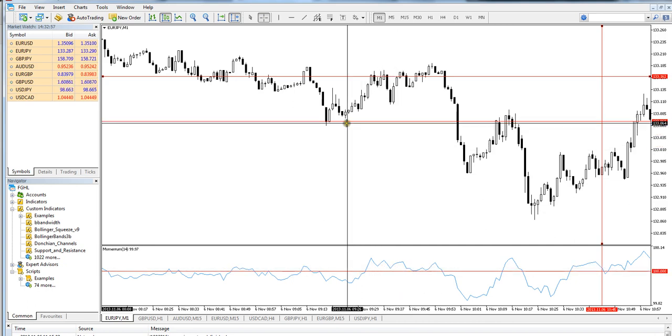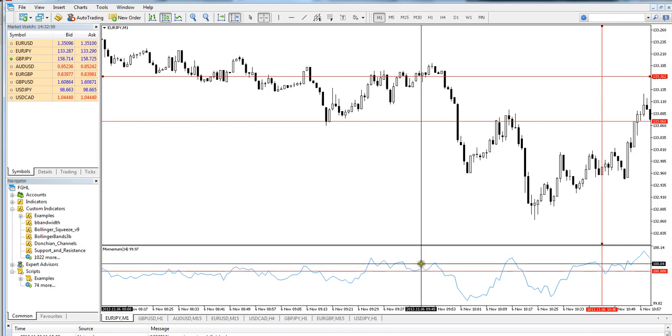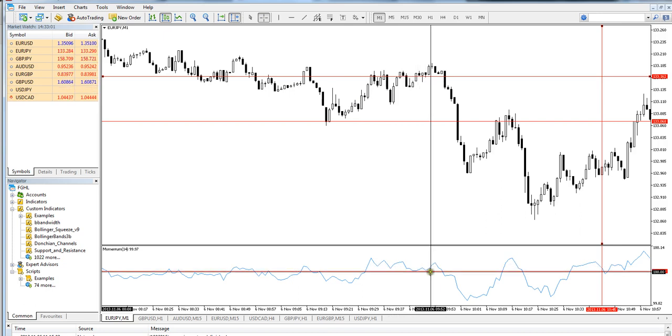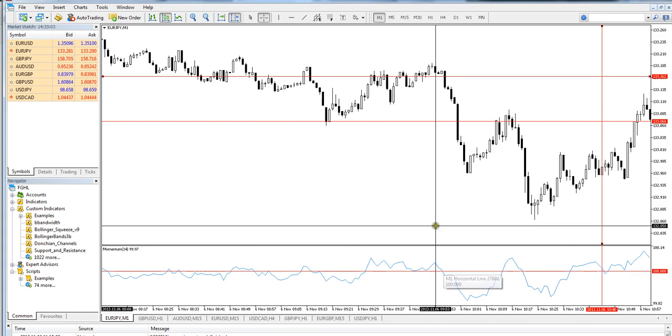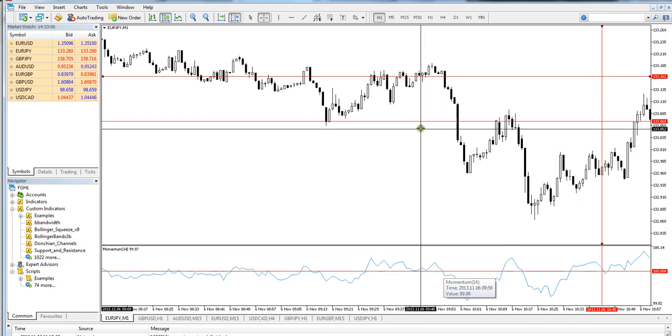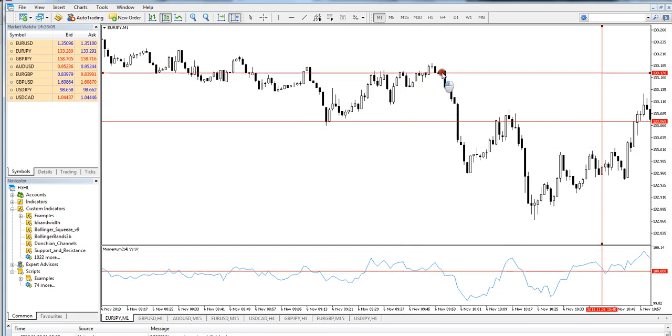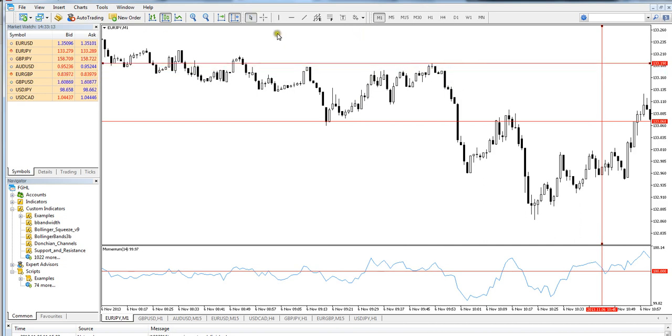So what you're looking for is for that reading in the indicator to be below 100 on the close of a candle. You can see that it went all the way up to here, and the point at which the candle was at a reading below 100 is here. That candle that closed there is the point that confirms for us that there's a good chance of a bounce.